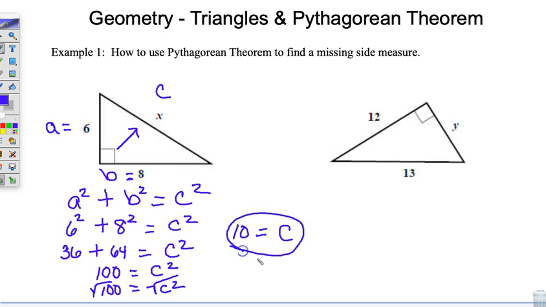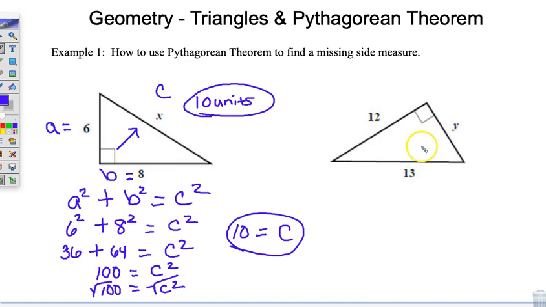So the answer to the first problem is 10. Now, since there's not a unit of measure here, if I were answering this on a test or a quiz, I would just add units to that word. So my final answer is 10 units. And a good way to check your answer is to make sure, since this is the hypotenuse, C, it had to be a number that's larger than 8 and a number that's larger than 6, because the hypotenuse is always the longest leg of our triangle. Let's try the next one.